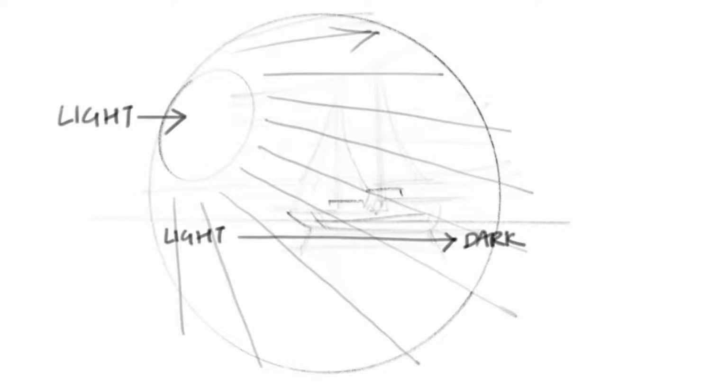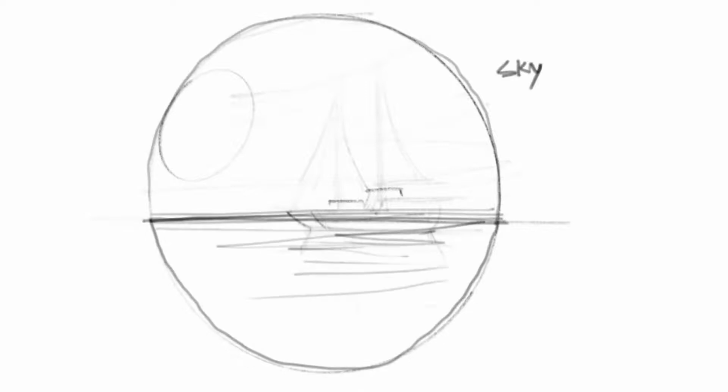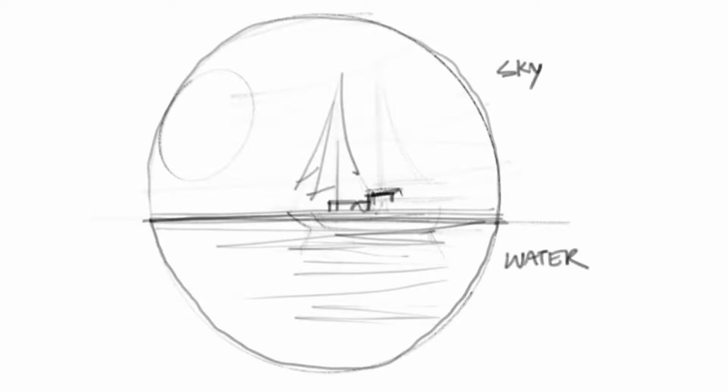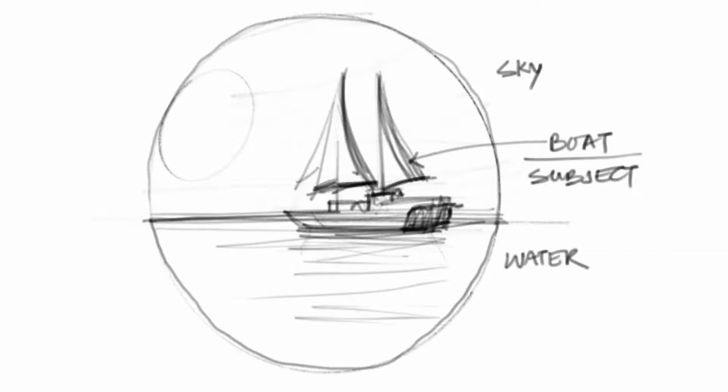So I have these three different areas in my illustration. The first one is the top half, which is going to be the sky. The lower half is going to be the water. And the third one is the boat, which is going to be the subject. So the shading for these different things is going to be from left to right, going from light to dark.